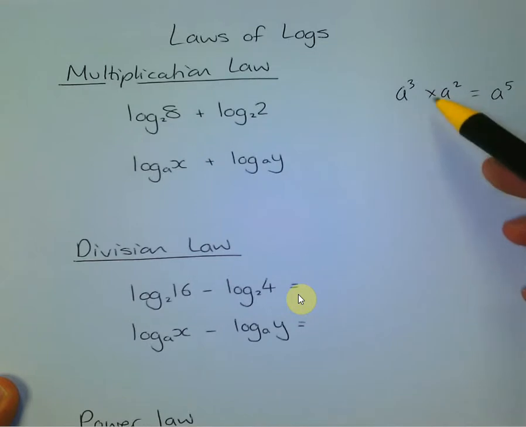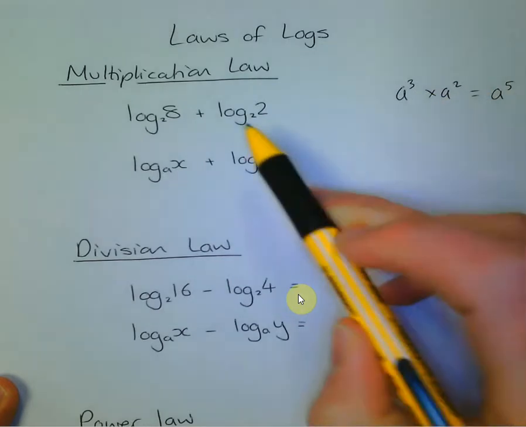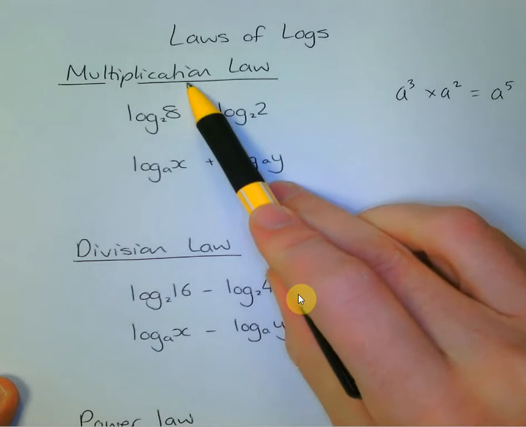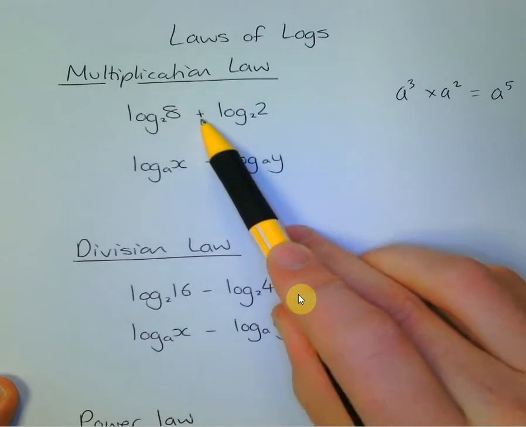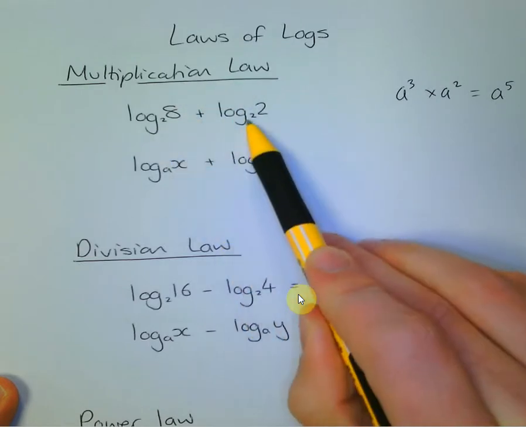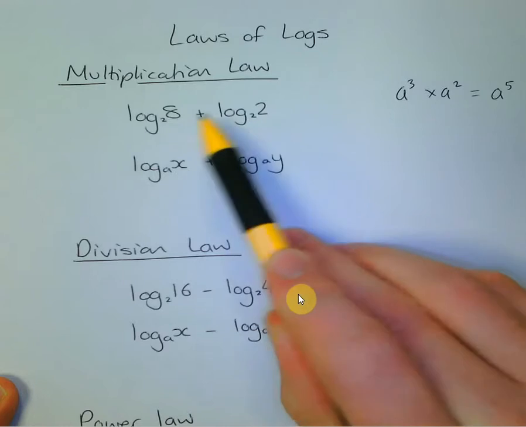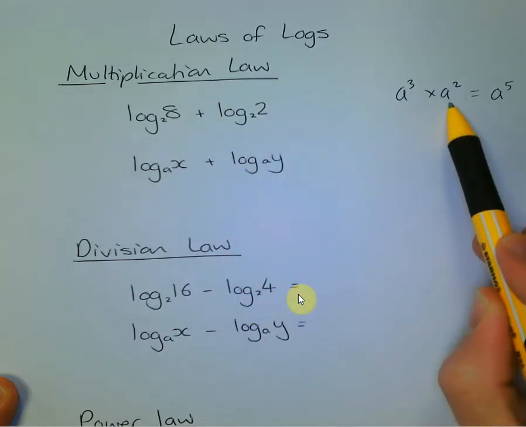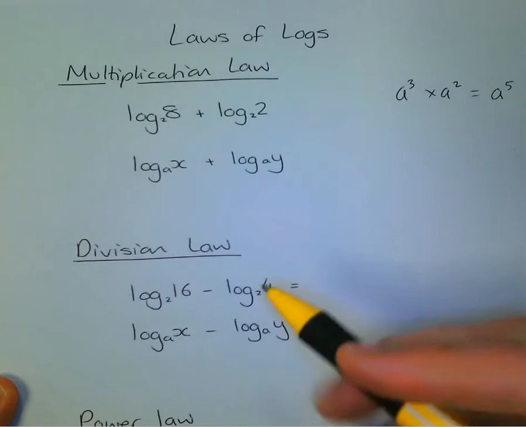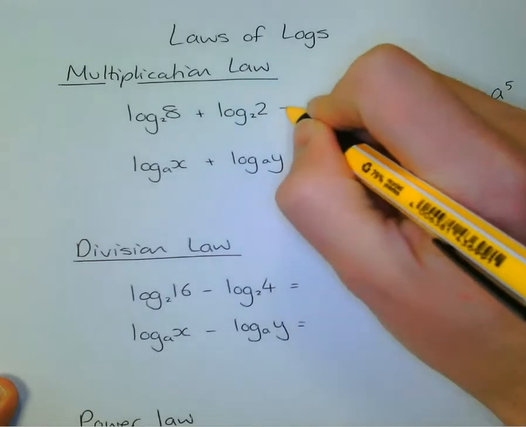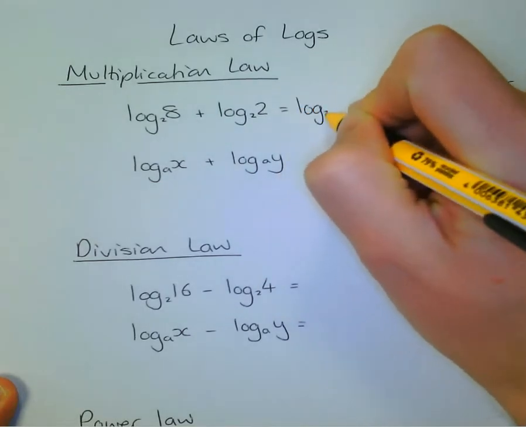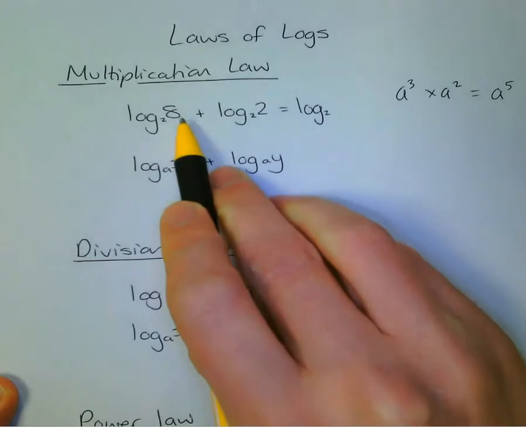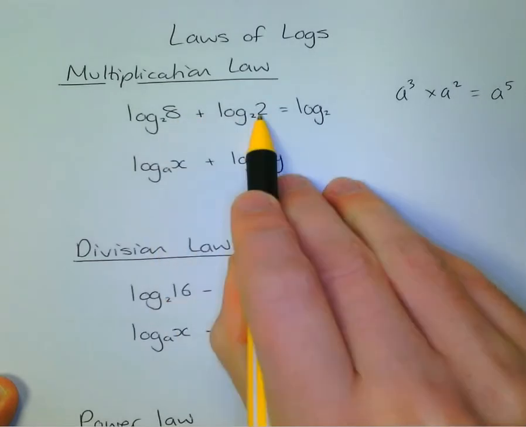The base values were the same and we added the powers as our shortcut. So because we use logs to solve indices, the laws are pretty much identical. The multiplication law we can apply when we see that we're adding logs with identical bases. So this only works when the bases are the same, just as this only worked when the bases were the same. So what we say is the base stays the same and we multiply what we're finding the logs of.